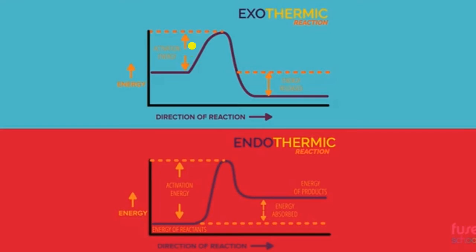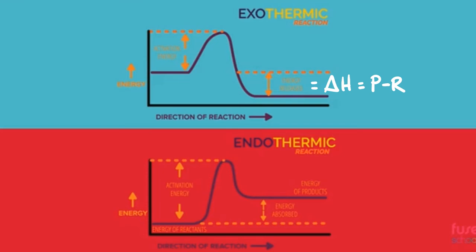And it's all about, guys, where the products are in relation to the reactants. So we're just going to highlight again some key points here. That difference between our products and our reactants, that's the delta H. That's the change in enthalpy. It is equal to the products minus the reactants.